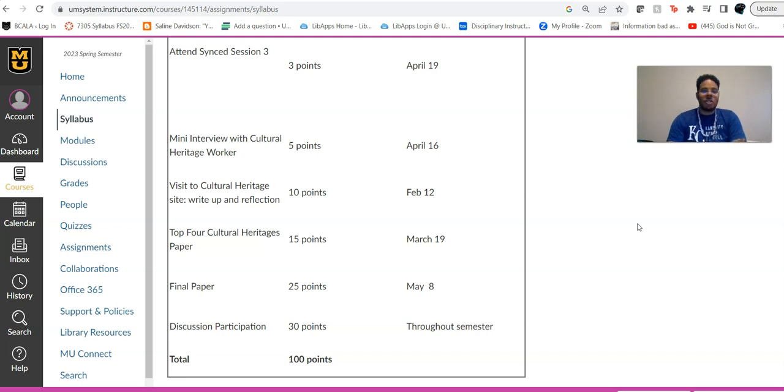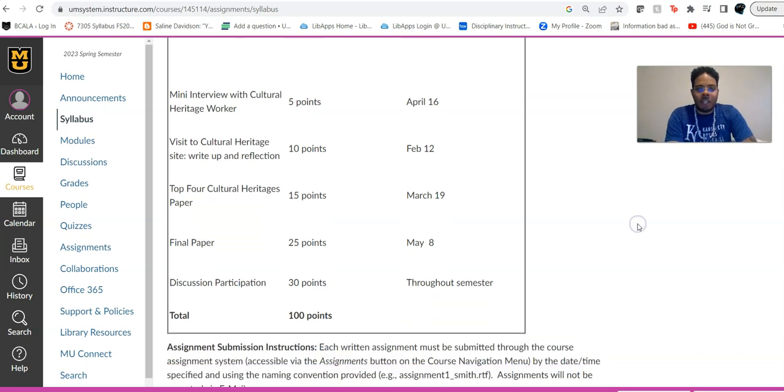And also discussion board participation. There are 15 weeks, so 15 discussion prompts. You will both need to have your own post in the discussion prompt, and you will need to respond to at least one classmate, and that gives you 30 units, so 30 points, and that all adds up to 100 total points.